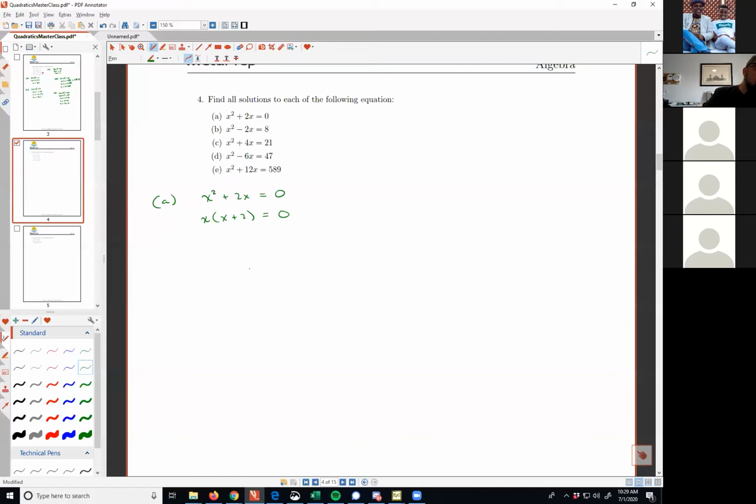Now we know that x plus 2 is equal to 0, so x will be -2. Yeah, there's a principle where if the product of two numbers is 0, well, one of them has to be 0, at least one of them. So we know that x equals 0 or x plus 2 equals 0. And this gives us the solutions x equals 0 and -2.